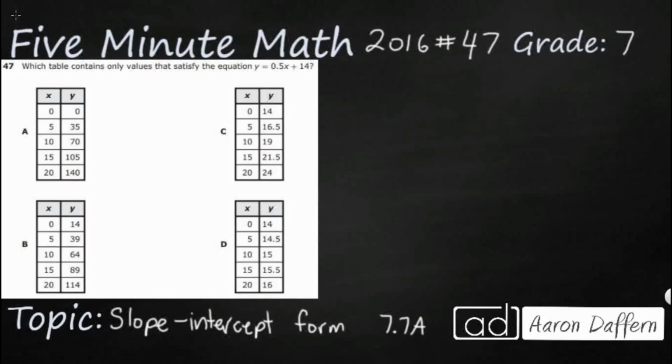Today we are looking at the 7th grade concept of slope-intercept form. This is standard 7.7a in the great state of Texas, and we are using item number 47 off the 2016 released STAAR test. If you have not done so already, please take a moment to pause the video, work this problem out on your own, unpause it, and then we will look at our answers together.